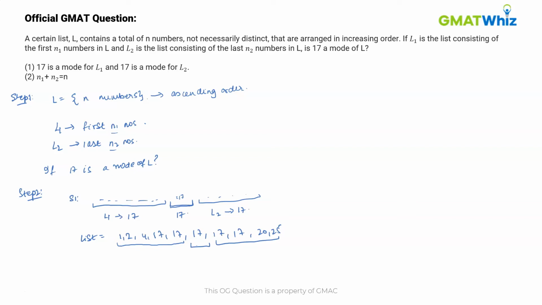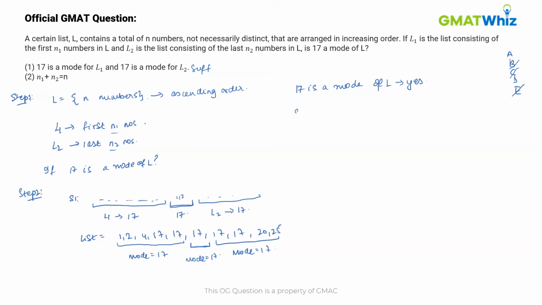Here the first list has the mode equal to 17, and the last list has the mode equal to 17. Since it is arranged in ascending order, obviously the numbers in the middle will also have the mode equal to 17. Hence, from statement 1 we can conclude that 17 is a mode of L. So from statement 1 we can answer the question with a definite yes. Statement 1 is sufficient, and out of the given options we eliminate options B, C and E.